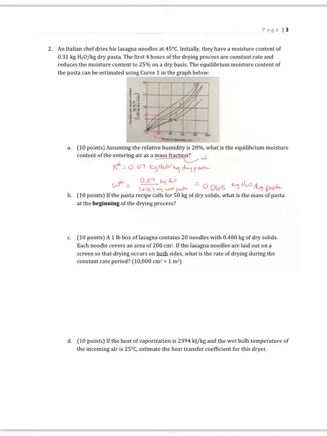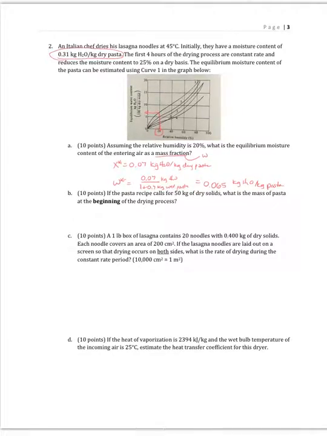The second part, and sorry, I had taken a question out in between here that probably would have made this a little bit clearer for you, and I apologize for that. But this says that the recipe calls for 50 kilograms of dry solids. And so what's the mass of pasta at the beginning of the drying process? In that case, we need to know that initially it had a moisture content of 0.31 kilograms of water per kilogram of dry pasta.